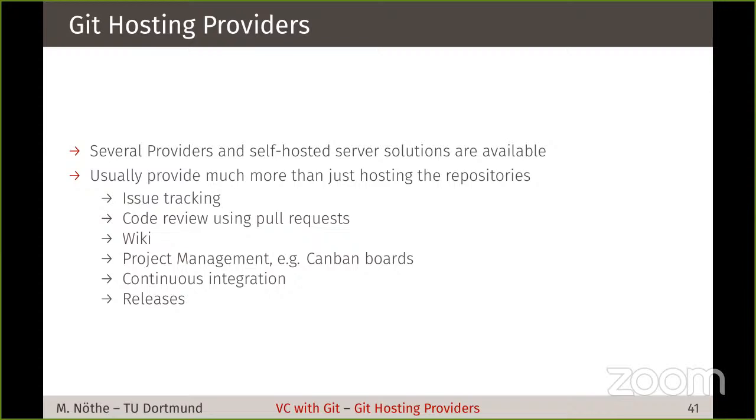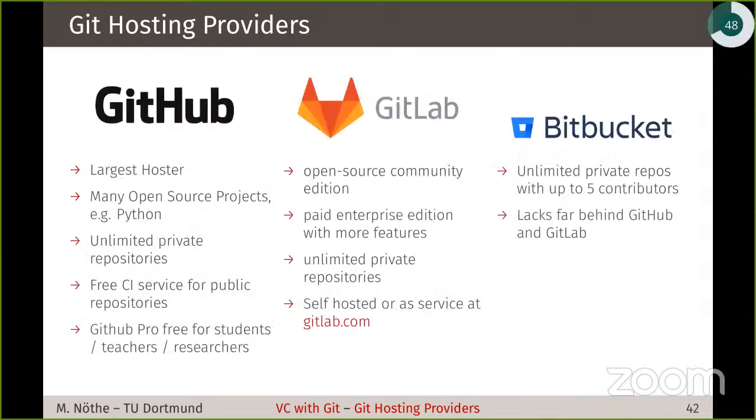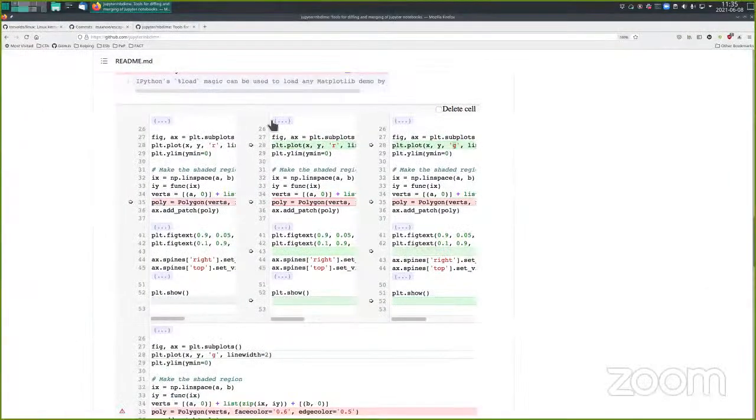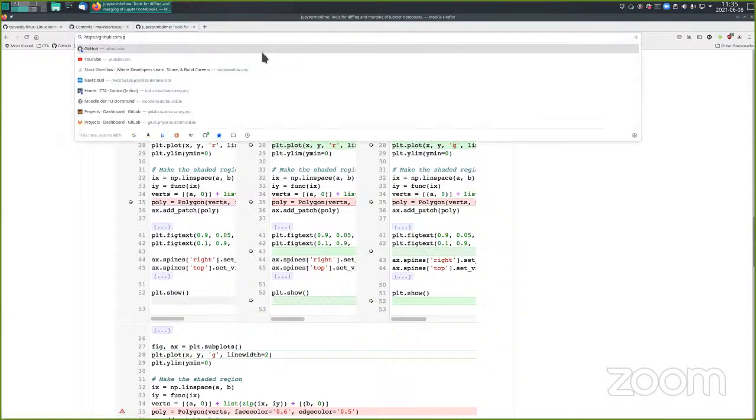We will discuss continuous integration a bit further down the line and much more on Thursday in the testing lecture. And of course, you will want to make release versions of your software, and this is also provided by many of these hosting providers. The big three are GitHub, GitLab, and Bitbucket. And of these, GitHub sticks out a bit as by far the largest hoster. So the most users, most projects are on GitHub. It is, since I think 2 years now, owned by Microsoft. And many open source projects are mainly developed on GitHub. This includes, for example, Python itself. So we can look at the GitHub repository of Python, the language.